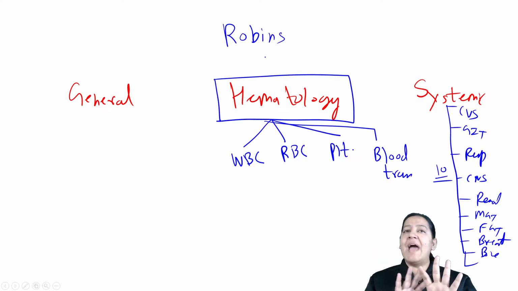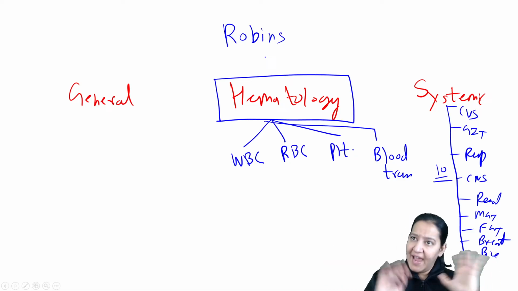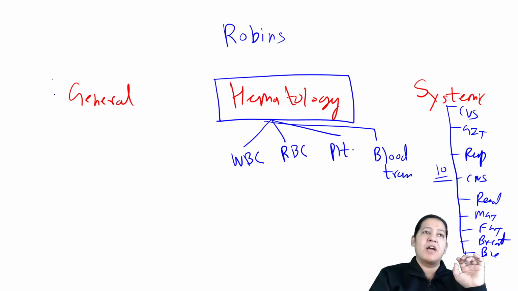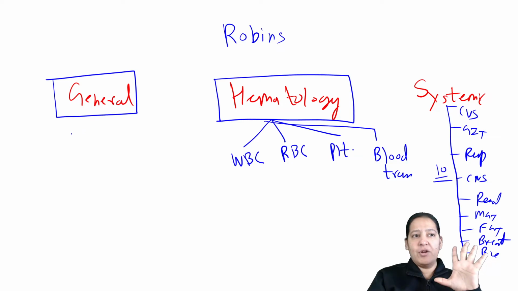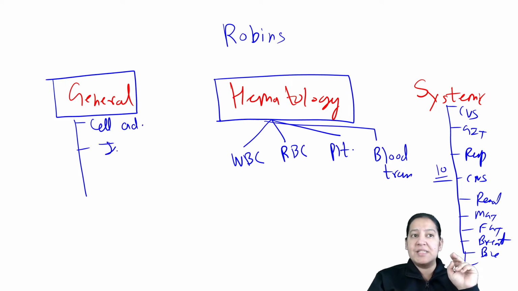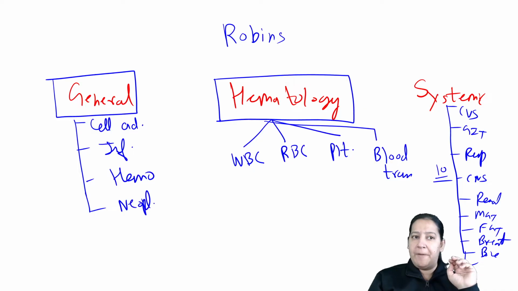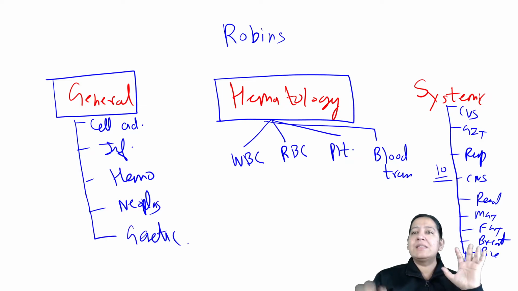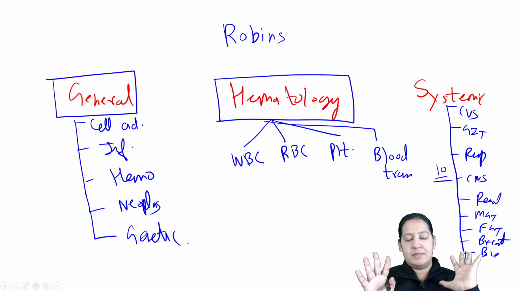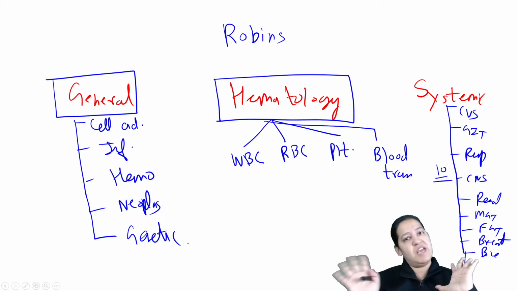So we will decode the entire Robbins, and in the end, after completing systemic pathology, I will come to general pathology. In general pathology, we will basically cover 5 chapters. We will start from cell injury and cell adaptation. After that, we will move on to the second chapter, inflammation. Then hemodynamics. Then neoplasia. And in the end, the most important, genetics. We will cover these 5 chapters one by one, the images, the image-based questions.